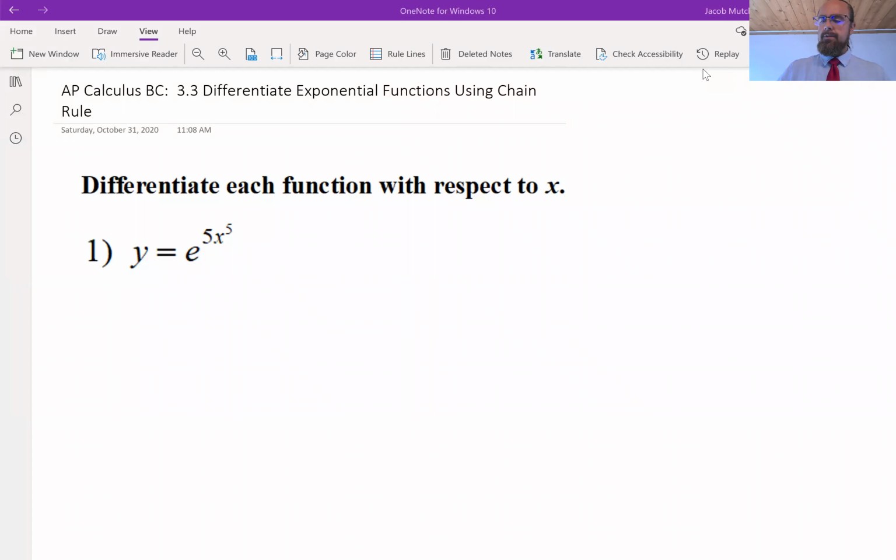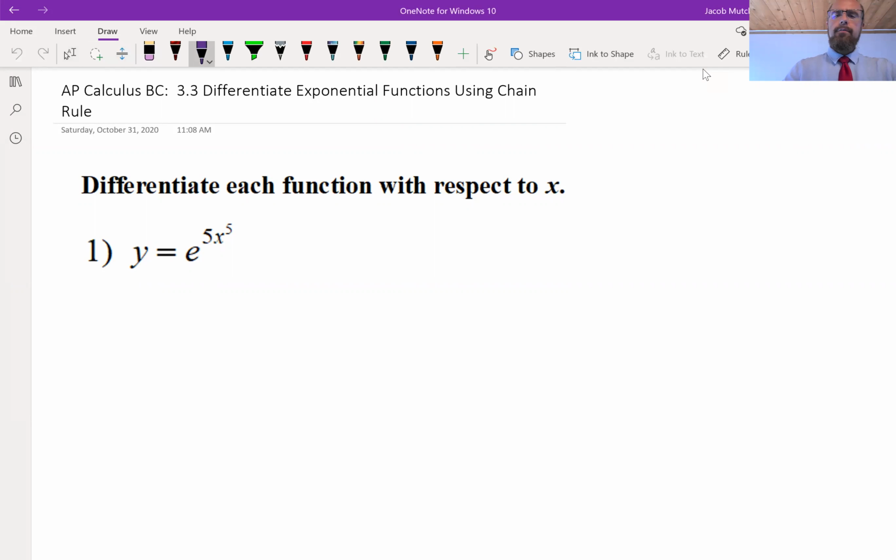Welcome to Calculus. Today we will investigate differentiating exponential functions by using the chain rule. We'll take a look at three examples. The first is base e to the power of some other function. So I've got y equals e to the power of 5x to the fifth. So I want to apply the chain rule here to differentiate this composite function.